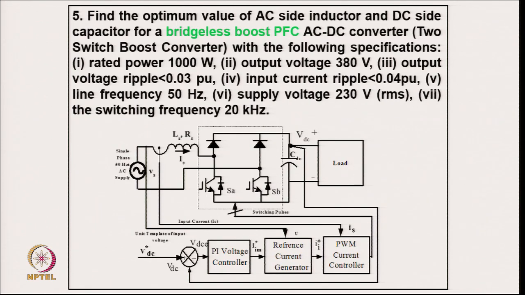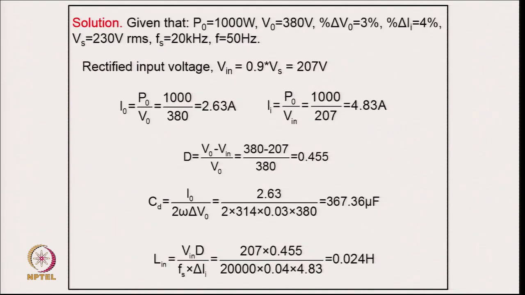So, coming to example number 5: find the optimum value of AC side inductor and DC side capacitor for a bridgeless boost PFC converter with 2 switches, with the following specification: rated power of 1000 watt, output voltage 380 volt, output ripple 3%, input current ripple 4%, line frequency 50 hertz, supply voltage 230 volt and switching frequency 20 kilohertz. So, you can call this the bridgeless boost converter with 2 switches. We already discussed that in one half cycle one switch operates, and in the other half cycle the other operates.